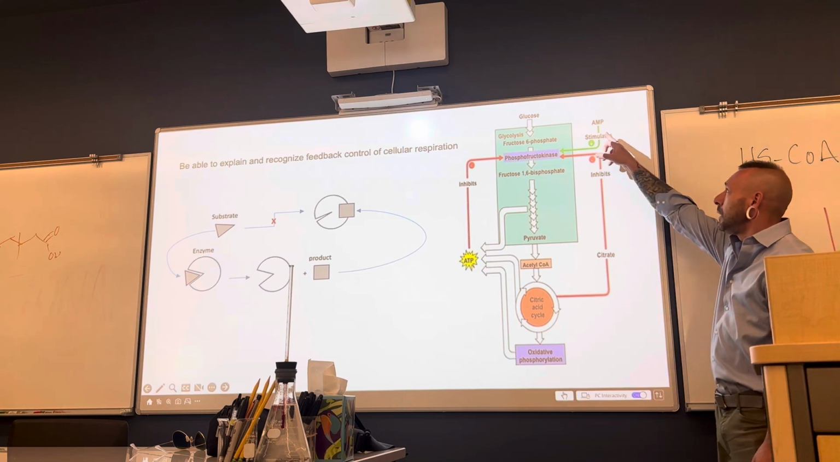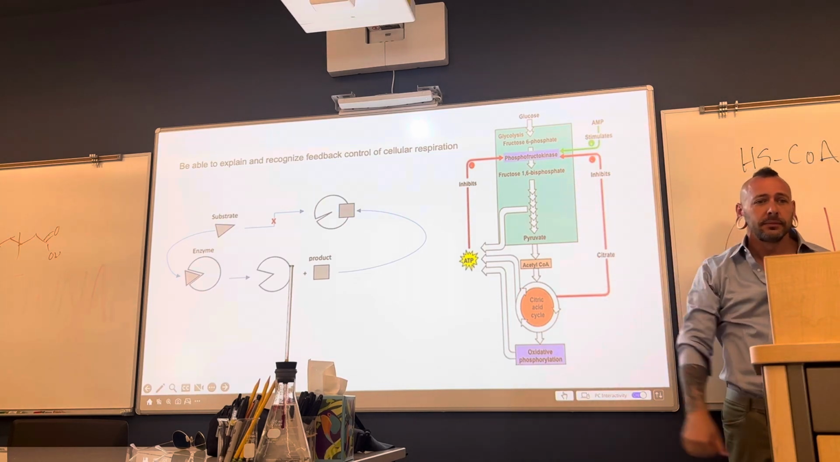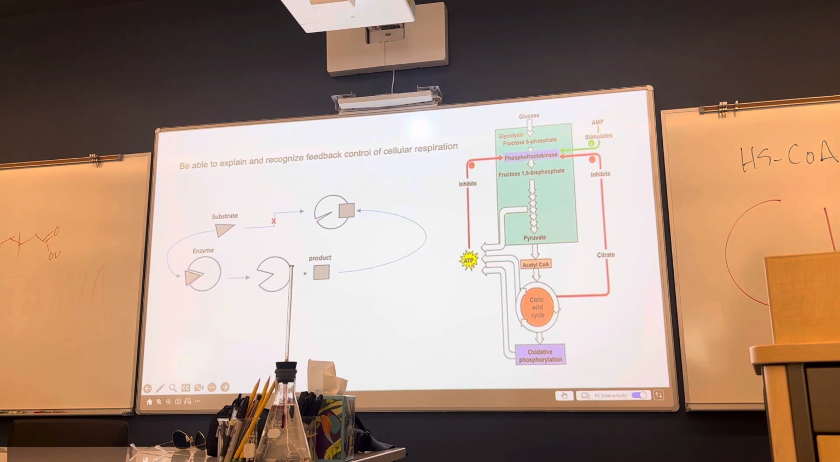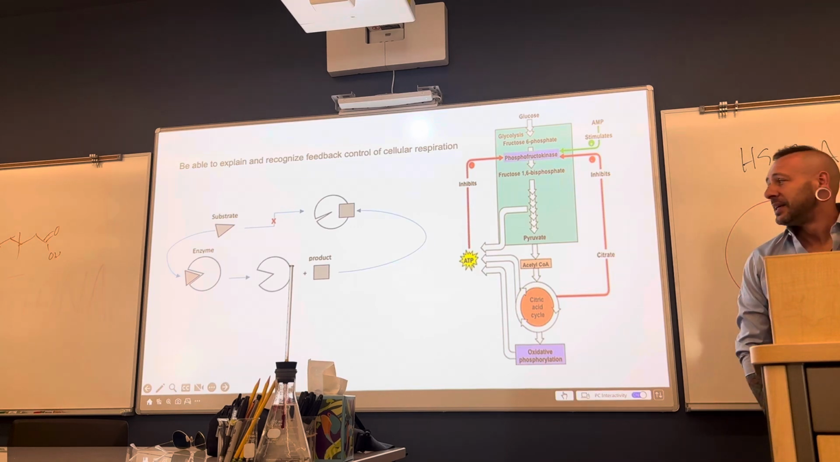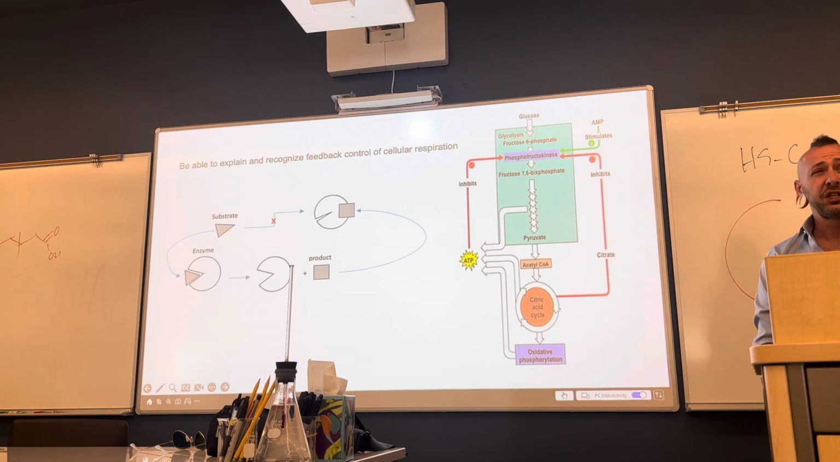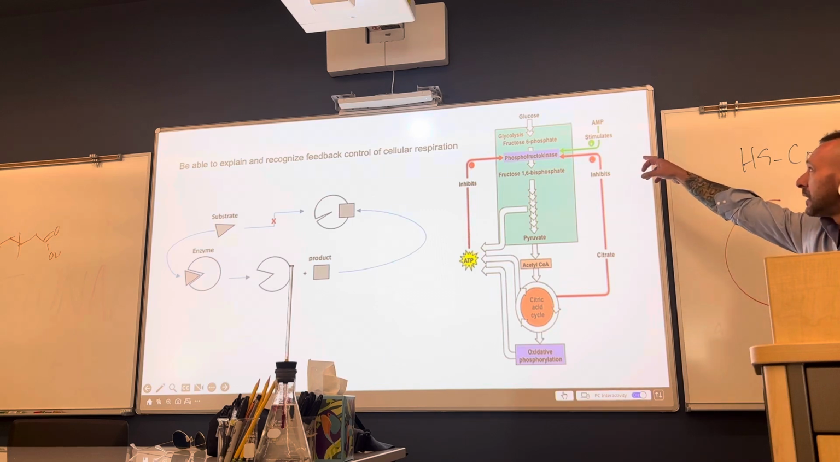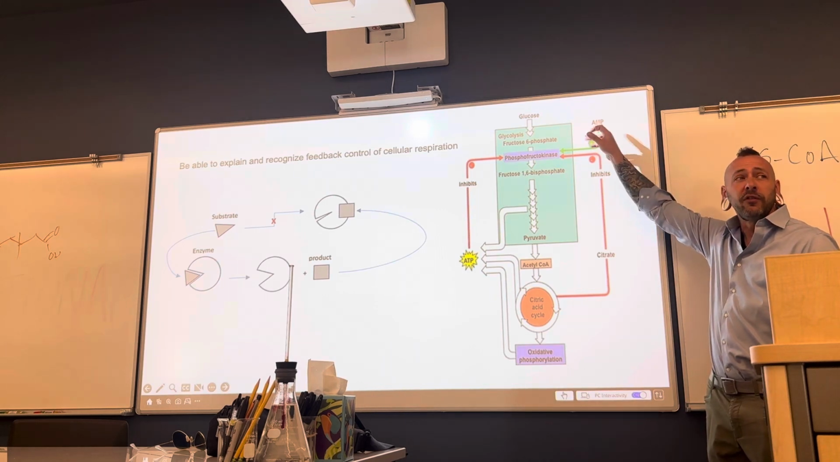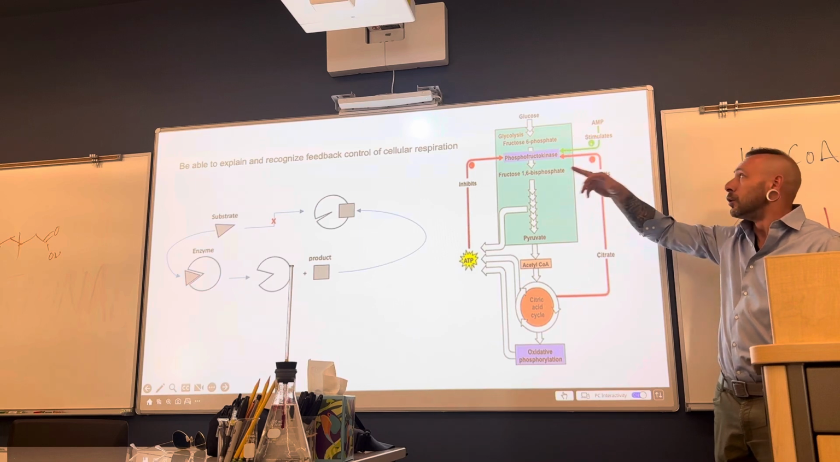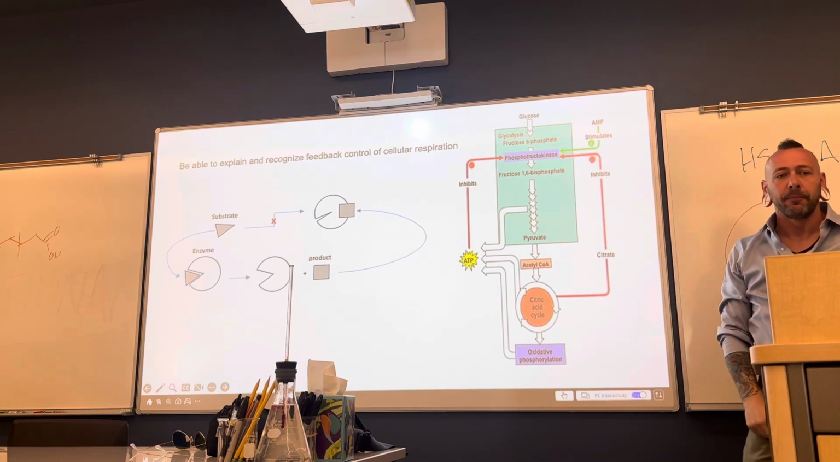Here's our AMP. Do we remember what AMP is? It's just like ATP, except only one phosphate. It's adenosine monophosphate. A lot of times adenosine monophosphate wraps back on itself and becomes cyclic AMP. Cyclic AMP is one of those second messengers that we talked about in the previous unit. And that one can stimulate it, because if we have lots of AMP, that means we've used up all of our ATP, and now we need to restart that process. So that can stimulate the enzyme.